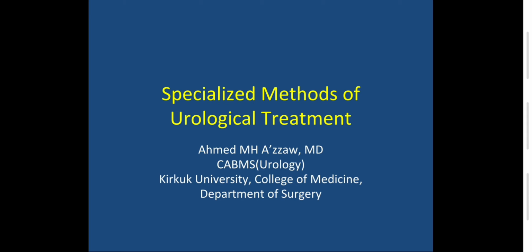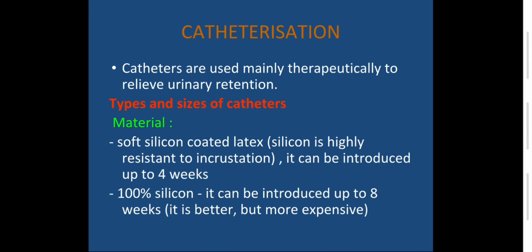Now, we will move to talk about specialized methods of urological treatment and the instruments and endoscopes used in urologic diagnosis and treatment. Catheterization. Catheters are used mainly therapeutically to relieve urinary retention. We will discuss the type and size of catheter and the material used for manufacturing the catheter.